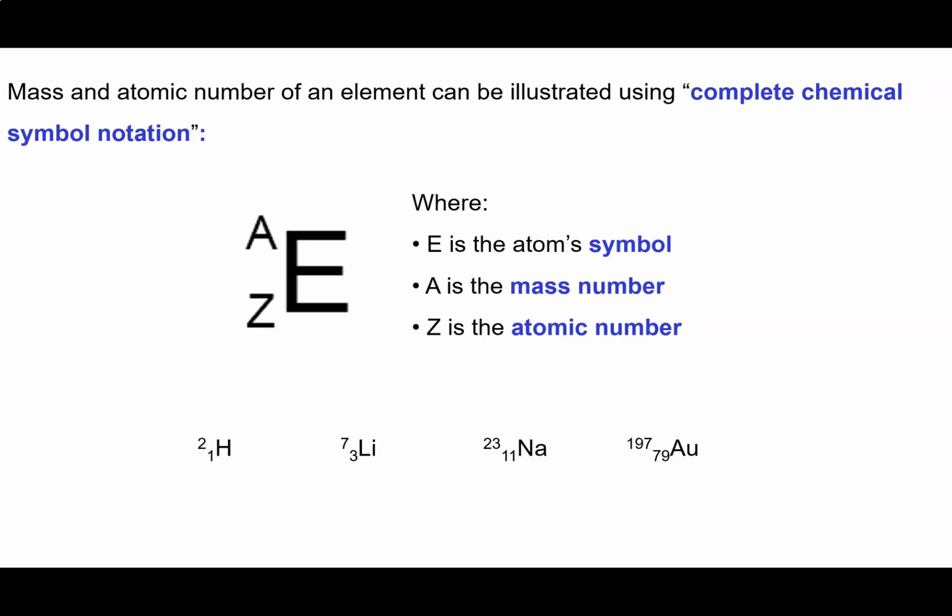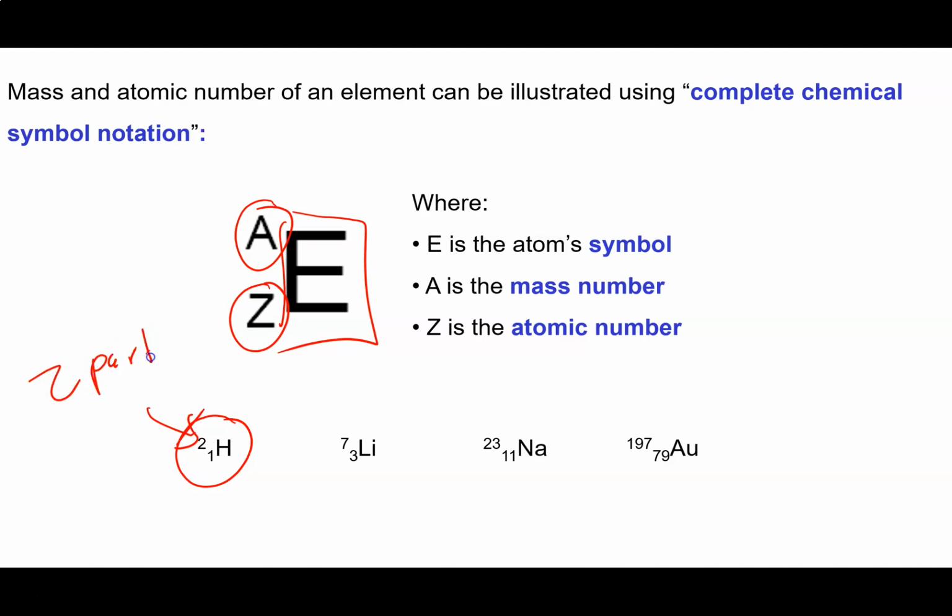So we've mentioned previously that mass and atomic number of an element can be illustrated using the complete chemical symbol notation, where we write the mass number above the atomic number followed by the element's symbol. So here is an atom of hydrogen. It has a total of 2 particles in its nucleus. That's the mass number. The mass number is simply the number of particles that are in the nucleus. And then one of those particles is a proton.